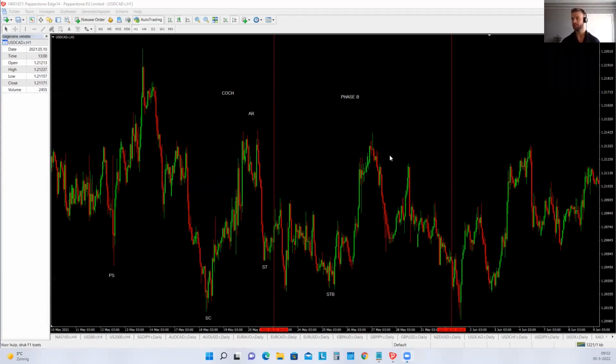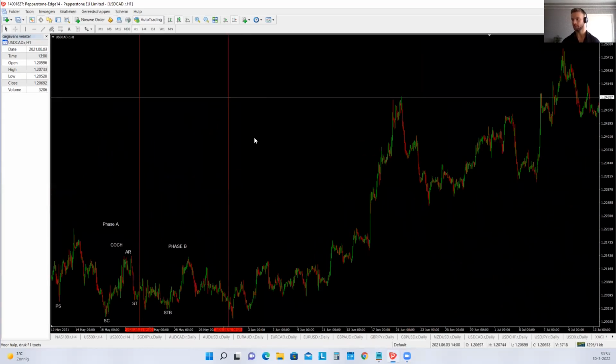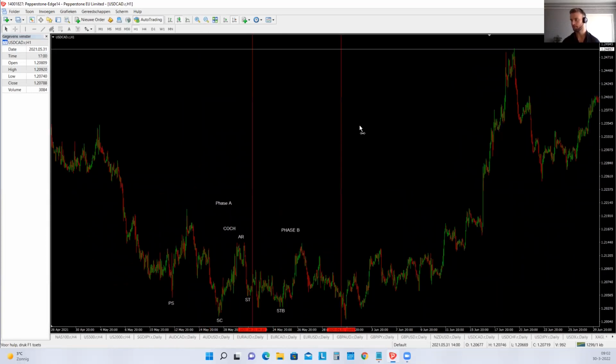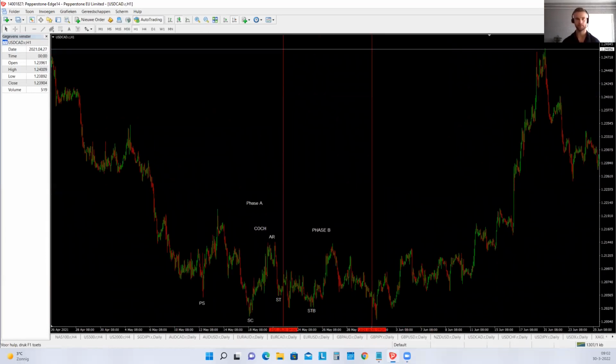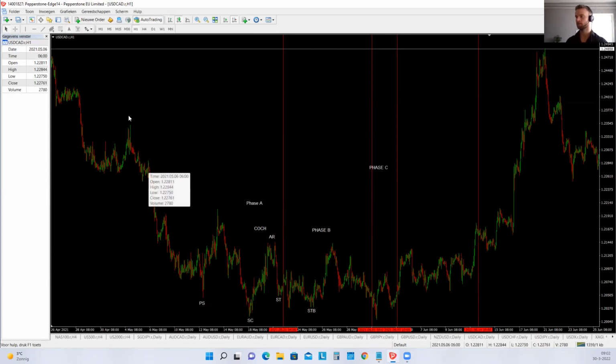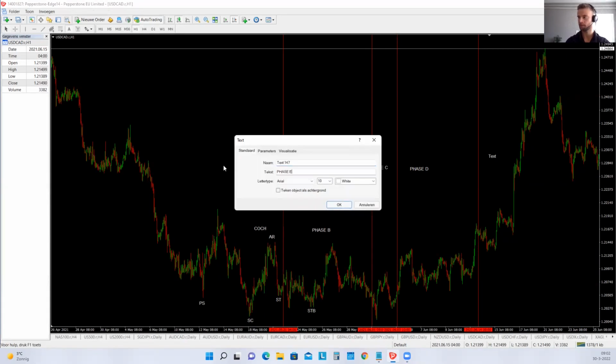That's that. Let's take a look at phase D. I'm going to zoom out a bit to make it a bit more clear. So let me put in the line. Basically, that's your phase C in my opinion. And then your phase D is just this. And then phase E is your new uptrend. So let me put in phase C, phase D, phase E.